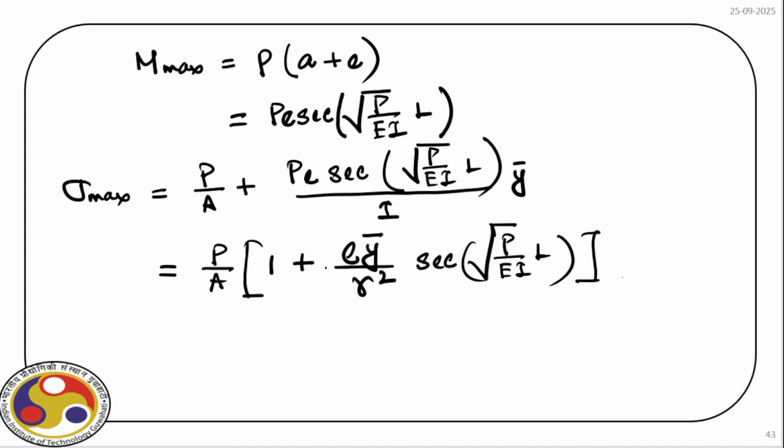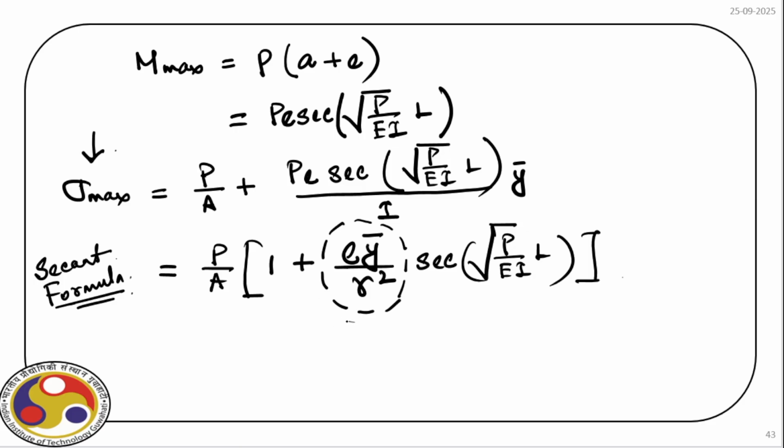So again we get the expression for the secant formula corresponding to the maximum sigma max, and this quantity here is called the eccentricity ratio, as we defined earlier. So this is a non-dimensional number, and we get the maximum stress developed in the column when we consider both crushing and buckling. Right. So let us stop here.